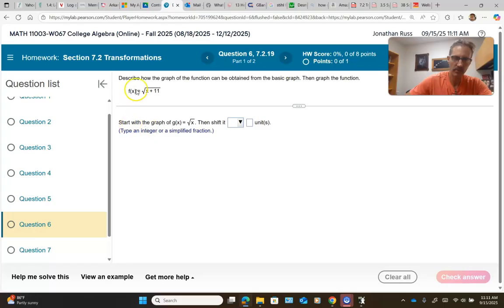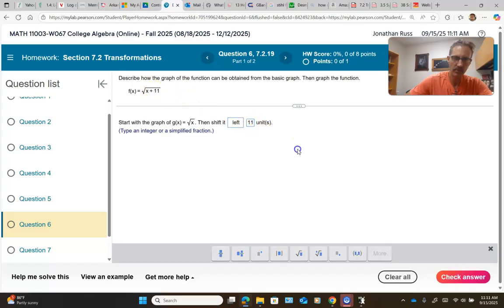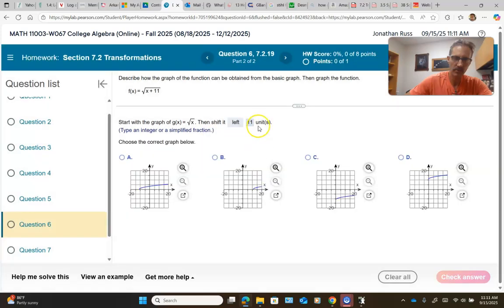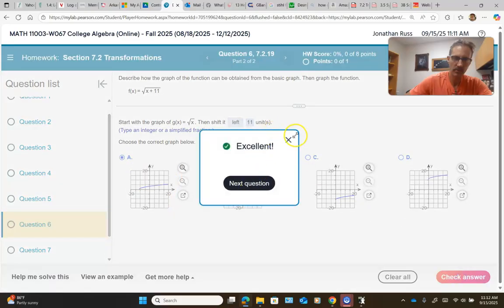So this says, this is our transformed function, the square root of x plus 11. Our basic function is just the square root of x. Now that plus 11 is going to shift it to the left 11 units. Okay, so just type those in, we'll check our answer. Then it's going to have us graph this function. Well, this one's multiple choice. So it's just going to be A. I was trying to find one though.